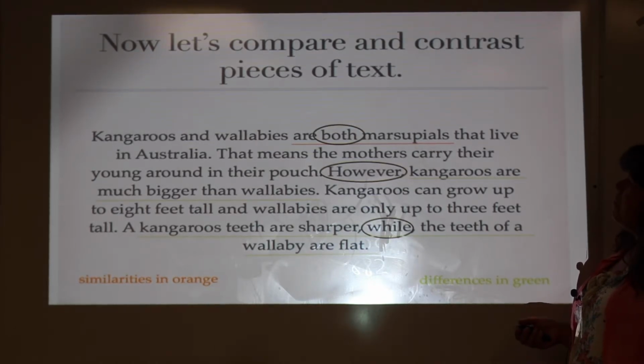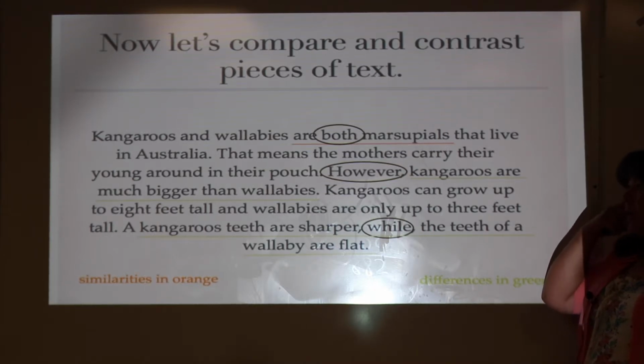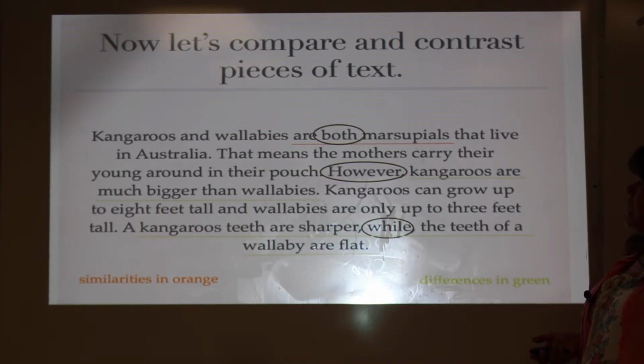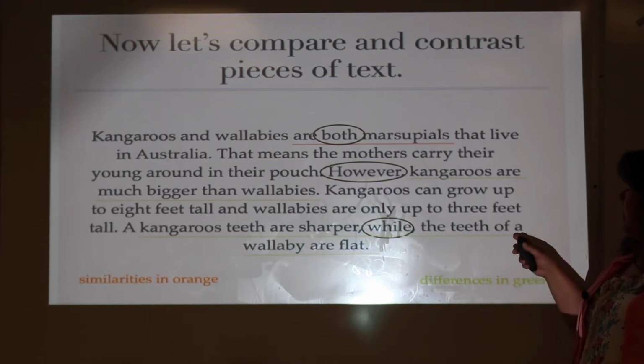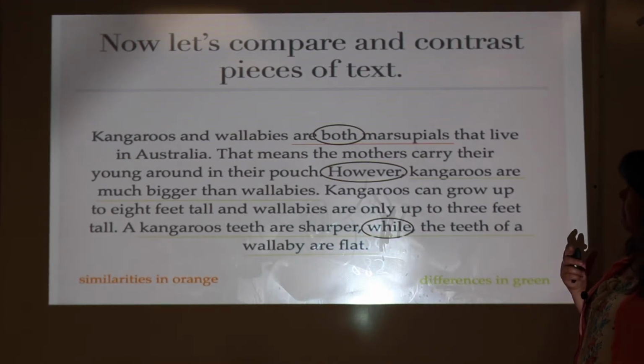Kangaroos and wallabies are both marsupials that live in Australia. That means the mothers carry their young around in their pouch. However, kangaroos are much bigger than wallabies. Kangaroos can grow up to 8 feet tall, and wallabies are only about 3 feet tall. Kangaroos' teeth are sharper, while the teeth of a wallaby are flat.